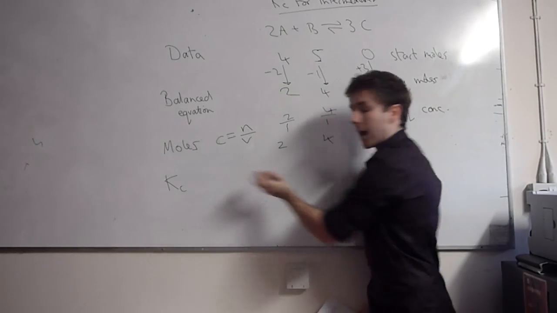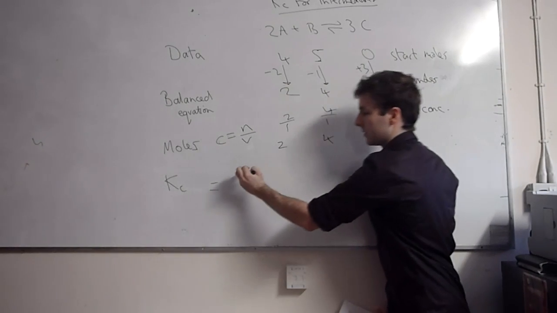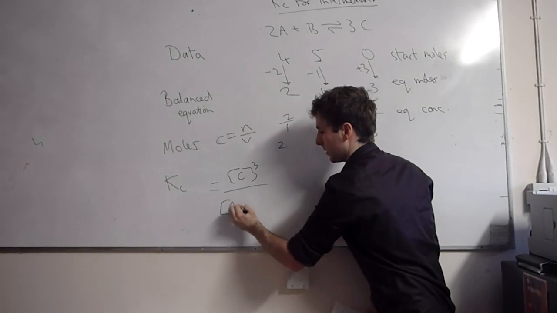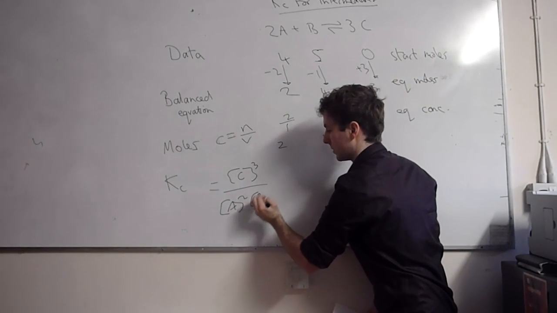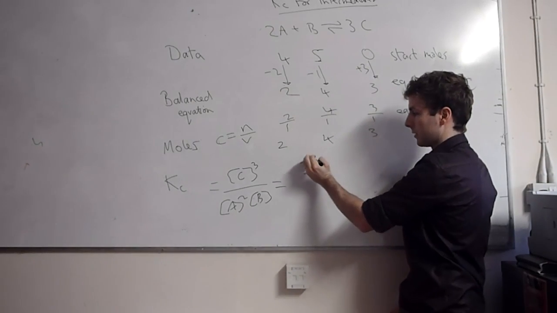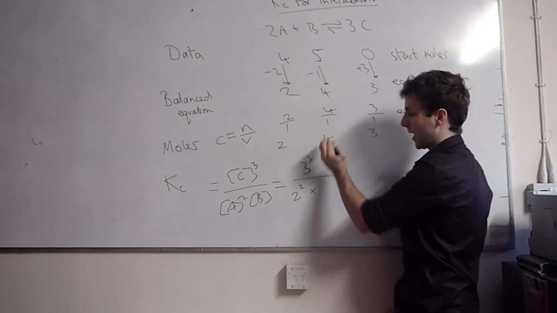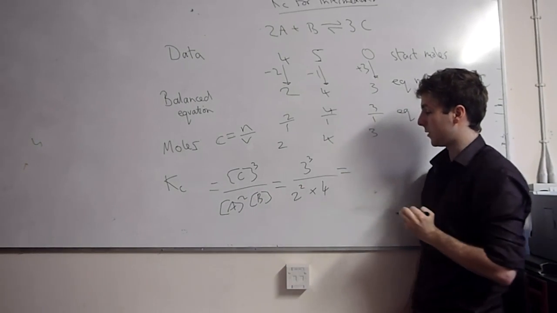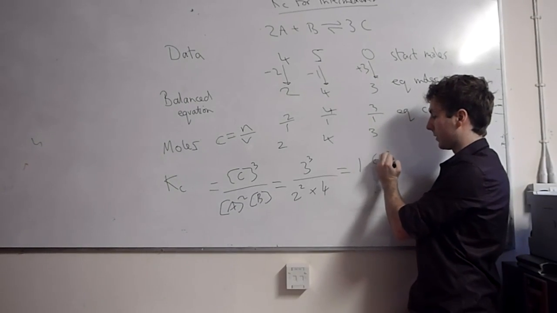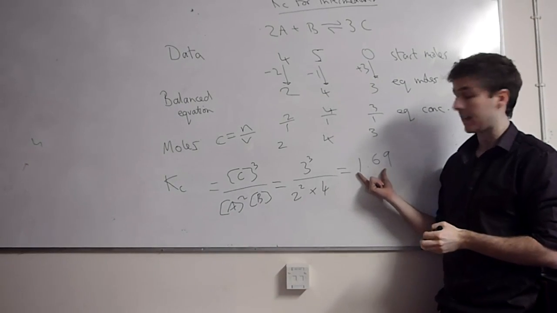What I then do is put it all in my Kc expression. My Kc expression will be [C] to the power 3 divided by [A] to the power 2 times [B]. Let's stick our numbers in. C is 3, so that's 3 cubed. A is 2, so that's 2 squared, times B, which is 4. Using my incredibly mathematical mind, I think that comes out at 1.69. So Kc is 1.69.